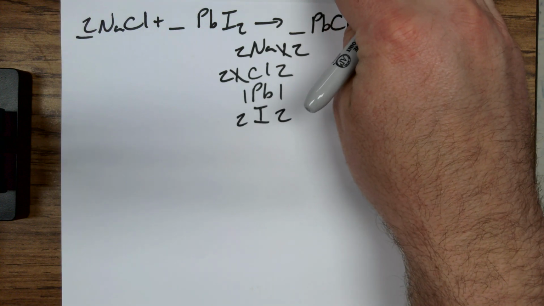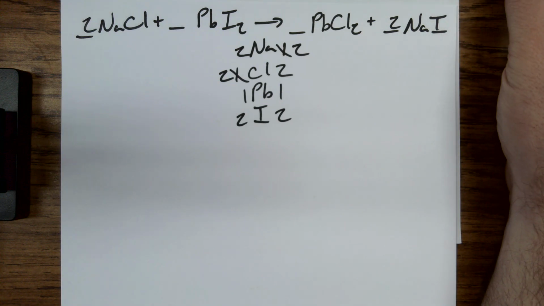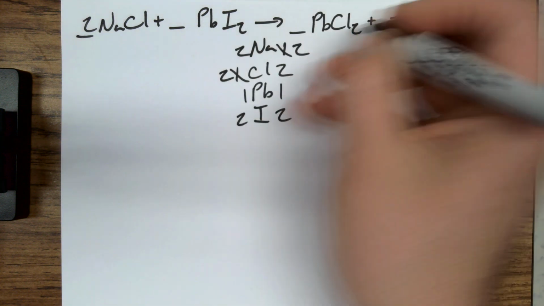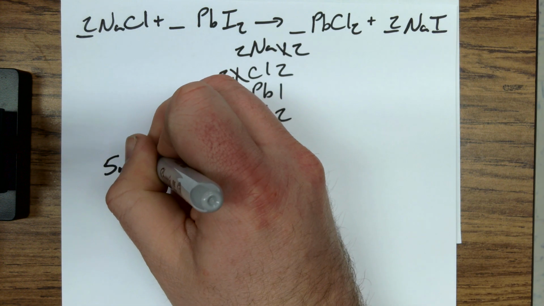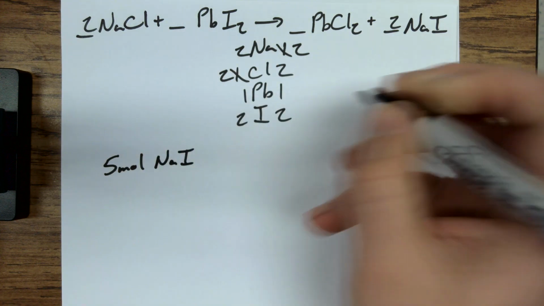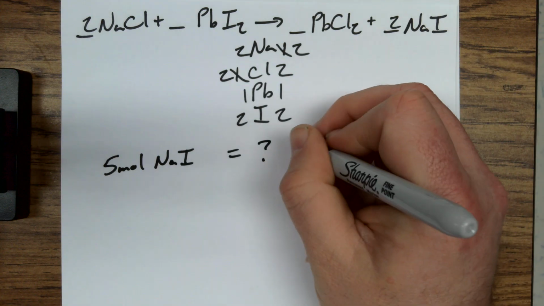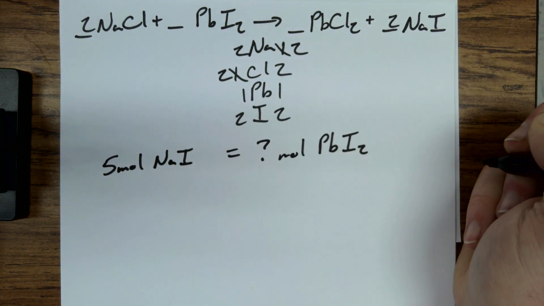So, if I have an excess amount of salt, remember, excess just means I have a whole bunch of it, more or less an endless supply of salt. How many moles of lead 2 iodide are needed to make 5 moles of sodium iodide? So my given is 5 moles sodium iodide. What I'm looking for is moles lead 2 iodide.